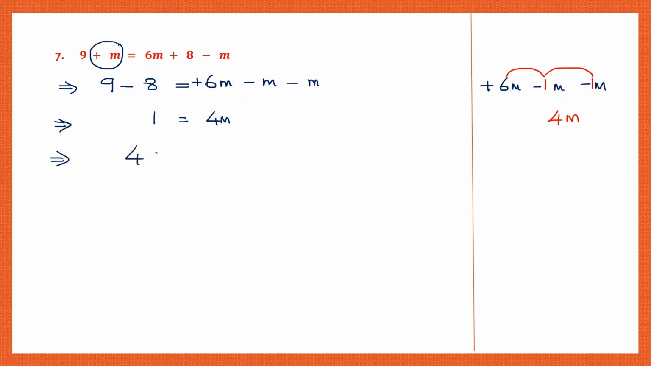4m means 4 into m is equal to 1. So to find the value of m, we say 1 divided by 4. So we have found the value of m. M is equal to 1 by 4.